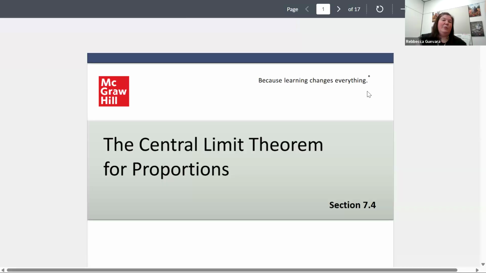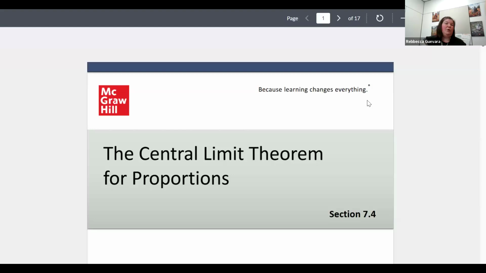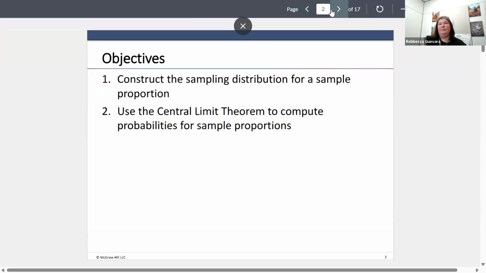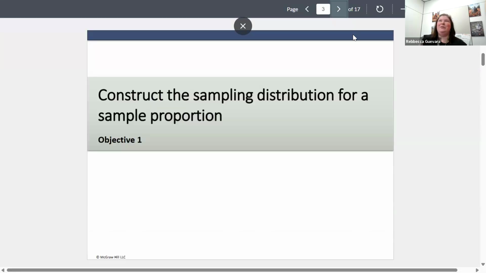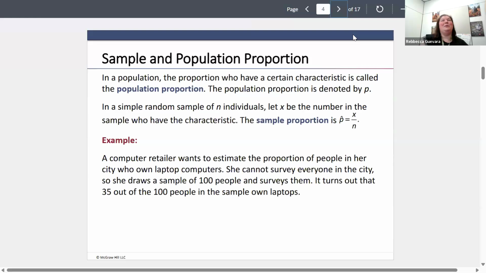All right, so we're going to do central limit theorem some more, but this time talking about looking at proportions. So we're going to talk about a sample and a population proportion. Proportions is really kind of like a percentage. So it's how much of the population has X, Y, Z, whatever it is we're looking at.